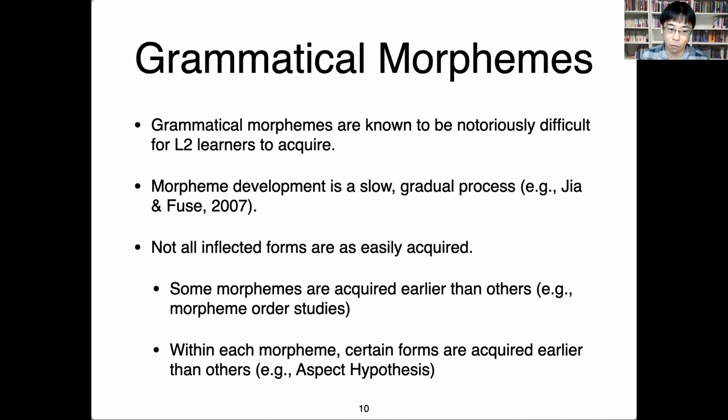And not all inflected forms are as easily acquired. So some morphemes have been argued to be acquired earlier than others, like progressive ING is acquired earlier than third person S, for example, as has been shown in typical morpheme order studies. And also within each morpheme, certain inflected forms are acquired earlier than others, as claimed in the aspect hypothesis. So a verbal morpheme like ING, for example, is acquired earlier in certain classes of verbs than in other classes. As far as the ING is concerned, people have been arguing that it's acquired earlier in, say, activity verbs like dance than accomplishment verbs like write a book, for example.